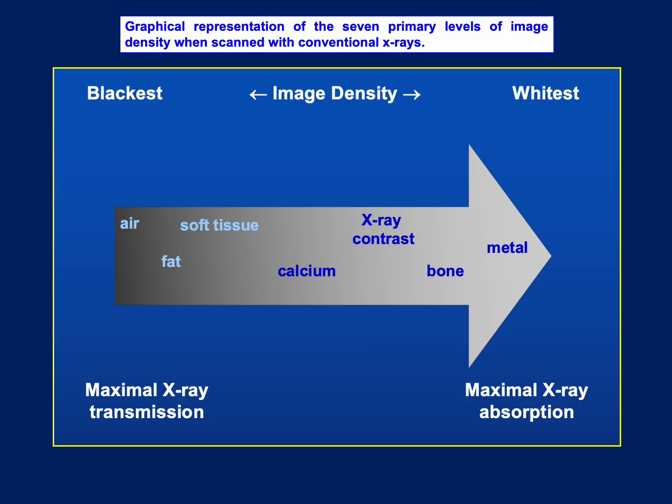This is a graphical representation of the 7 primary levels of image density when we're scanning with conventional X-rays. If you look towards the left, the darkest or blackest is air compared to the whitest, which is going to be metal, and there are several gradations in between. As the image density increases, the brightness or whiteness of the picture increases.